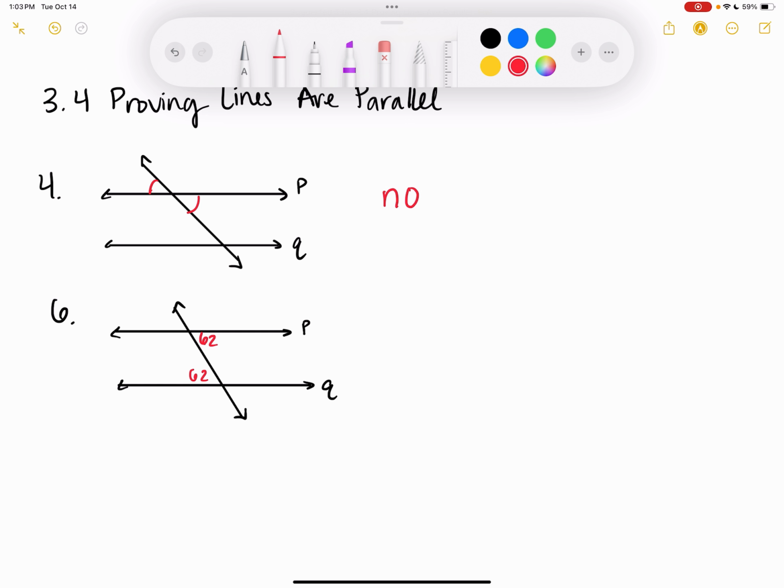Yes, and we can do it by the alternate interior angles converse. This is a key thing here. You have to write converse because we also have the alternate interior angles theorem from earlier on. So if you don't write converse, it's not going to get full credit on that.